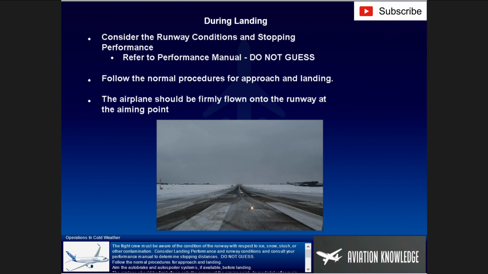The airplane should be firmly flown onto the runway at the aiming point. Immediately after main gear contact with the runway, deploy the speed brakes, if not already deployed by the automatic system. Without delay, lower the nose wheel to the runway to gain nose wheel directional control. Do not hold the nose gear off the runway when operating on slippery or icy runways.